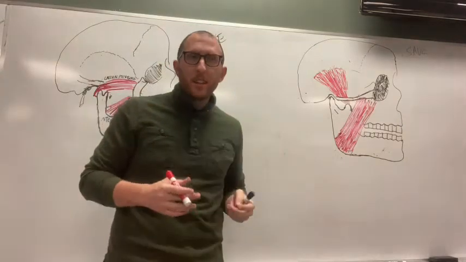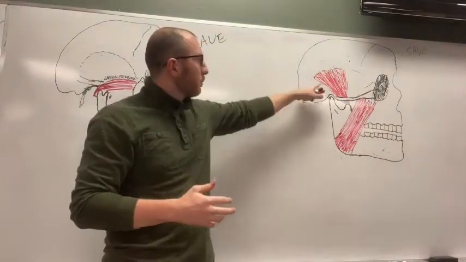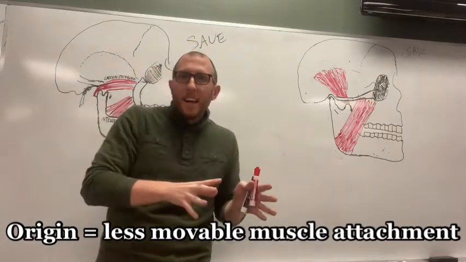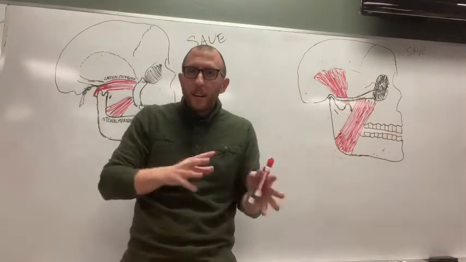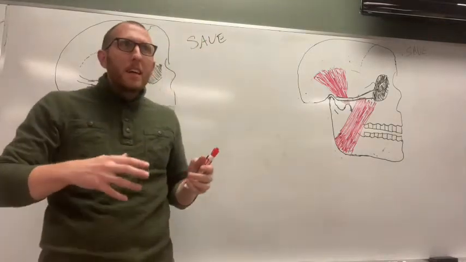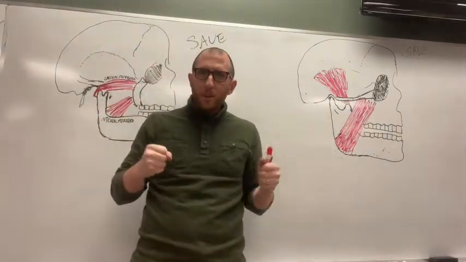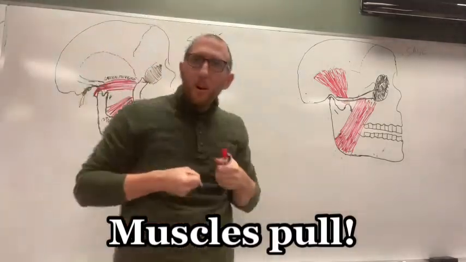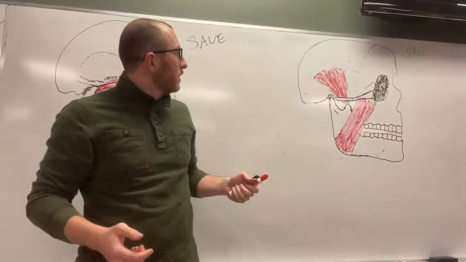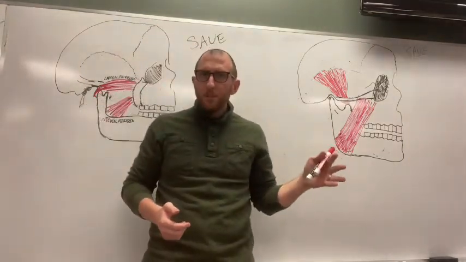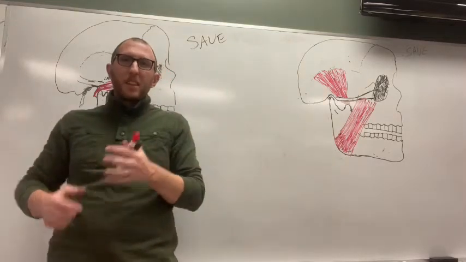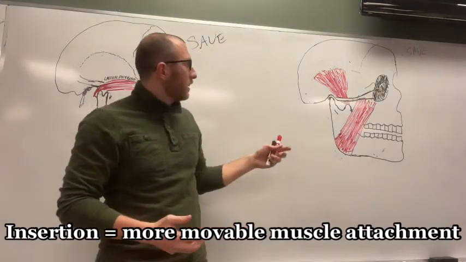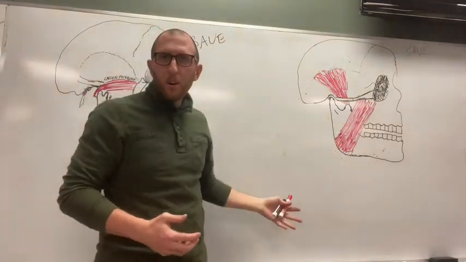Now, the origin is the attachment point for a muscle that's attached to the bone or bony landmark that is less movable. It's more stable, and it's not going to move when a muscle pulls on it, because muscles pull. They don't push, they pull on the bones. Now, the origin's not really going to move, but the other bony attachment will move, and that's called the insertion. The insertion is on the bone that's going to move. It's a more movable part.